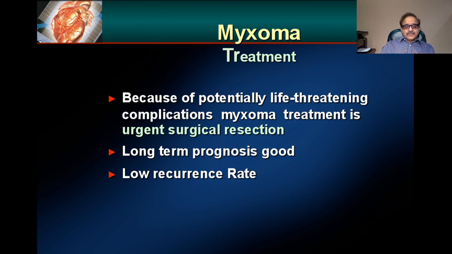The tumor has to be resected. It's very important. Once diagnosed, it should be resected immediately to prevent obstruction of the mitral orifice with a large tumor, and to prevent stroke or peripheral embolism, limb ischemia, or ischemia of the gut. For the prevention of these complications, it is very important that the tumor is removed, and the long-term prognosis is very good and the recurrence rate is low.